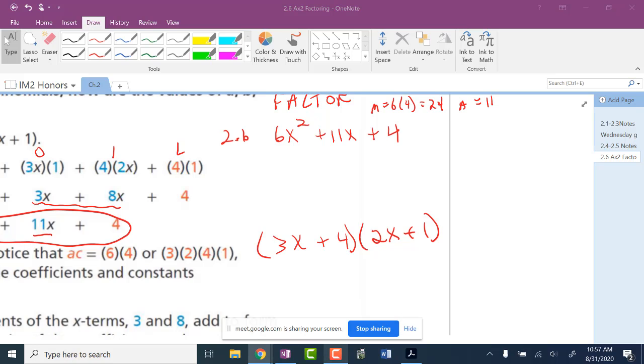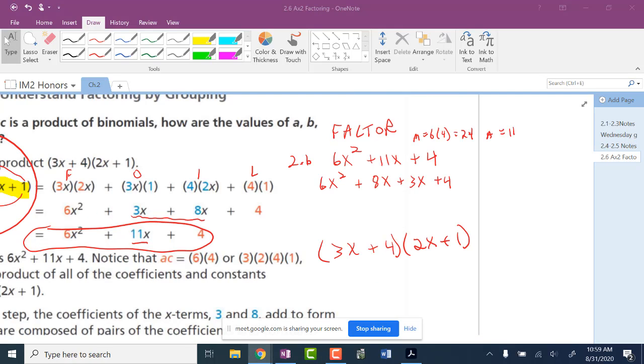What multiplies to 24 and adds to 11? Someone throw those numbers down. Then I'll press pause and answer your question. Good, I got someone that showed that.